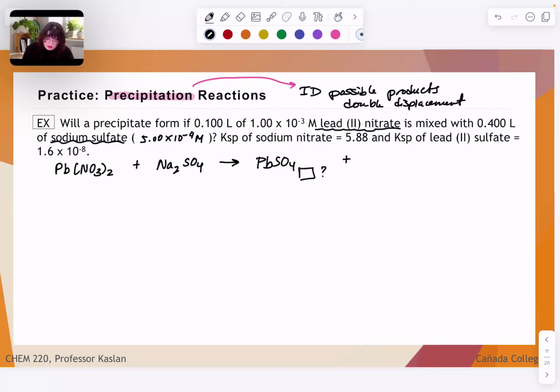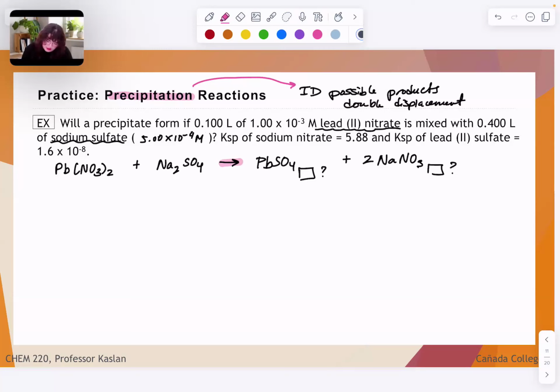And then we also have sodium nitrate, which is a 1-to-1 compound. We don't know if this is the precipitate or not. And if we were to balance this reaction, we would have to double the amount of sodium nitrate made so that we are not breaking the law of conservation of matter. So these are my 2 possible products: the lead 2 sulfate and sodium nitrate.